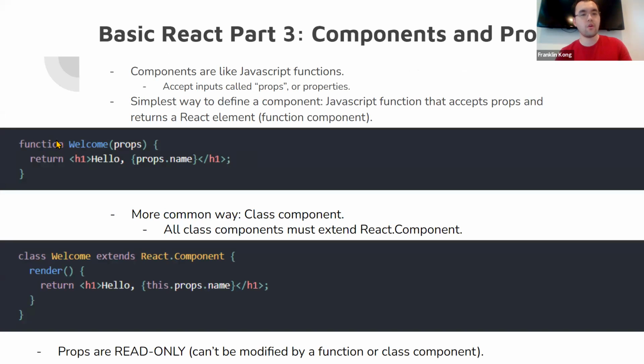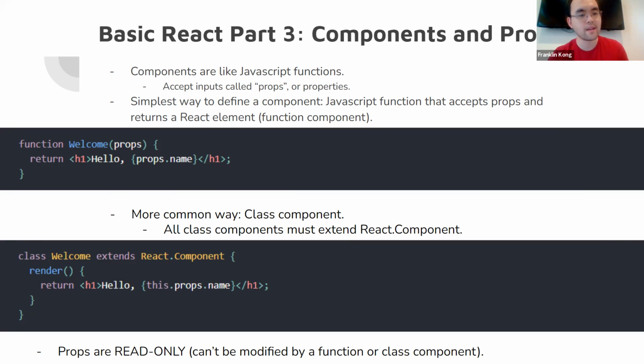Now we can go to part 3, which is components and props. Now we can finally see what a class component looks like and how it's implemented in the code. Components are like JavaScript functions. They accept arbitrary inputs called props and return React elements. Props is an object that React will automatically pass to the component.